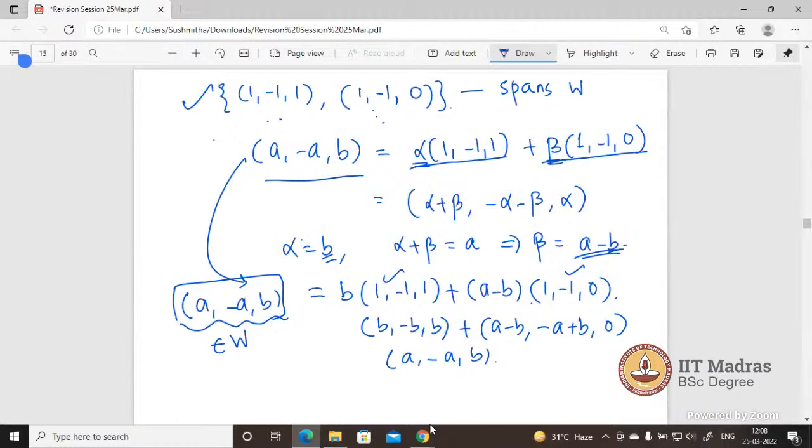But how do we choose these two vectors so that they span W? No, one of you gave me the example. I did not say it spans. I'm just checking whether the example that you gave is working or not. Okay, ma'am.